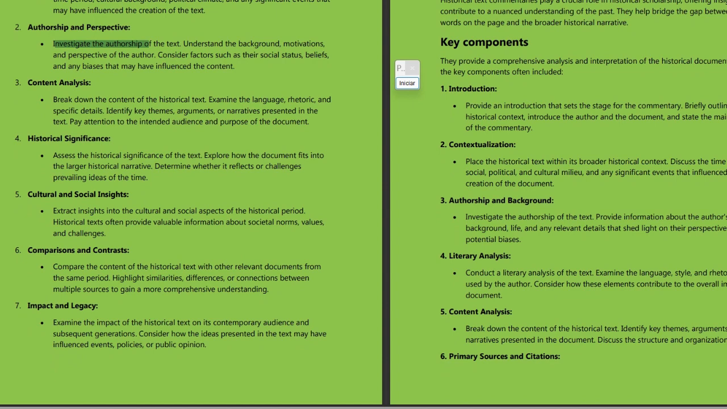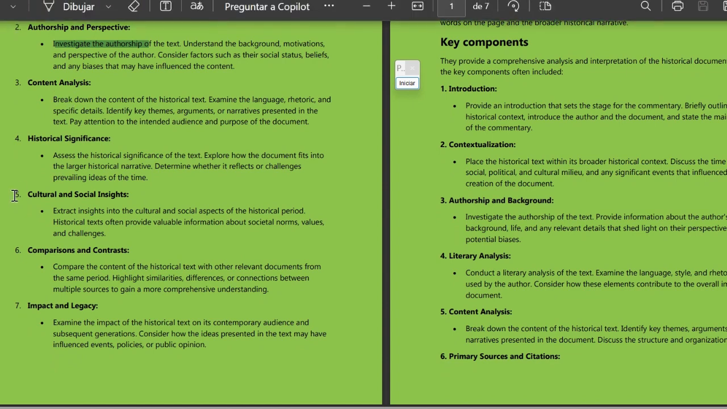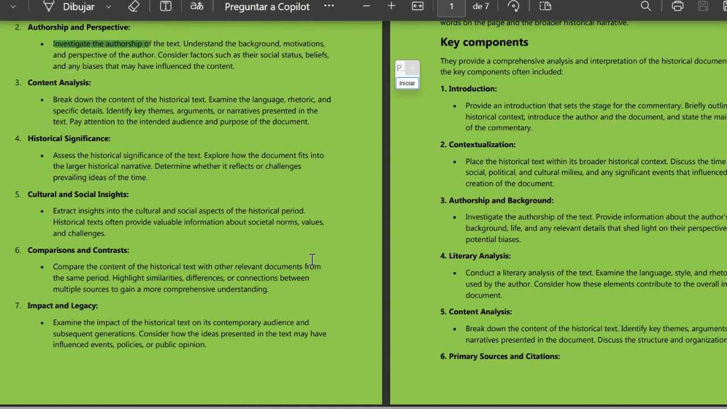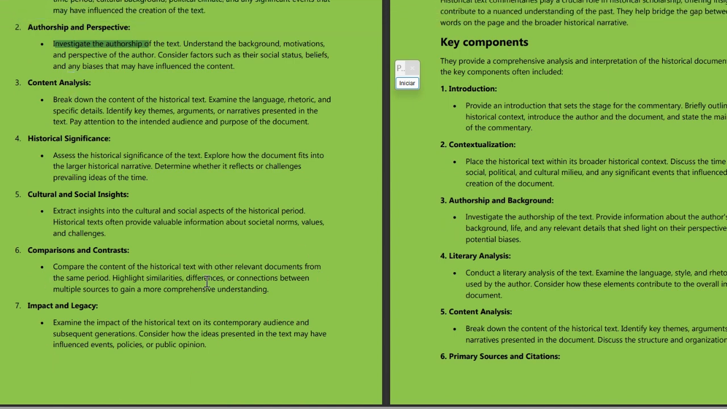So let's continue to the next number. This is speaking about culture and social insights. Basically, we have to extract insights into the cultural or social aspects of this historical period. In other words, we have to collect information about societal norms, values, and challenges.